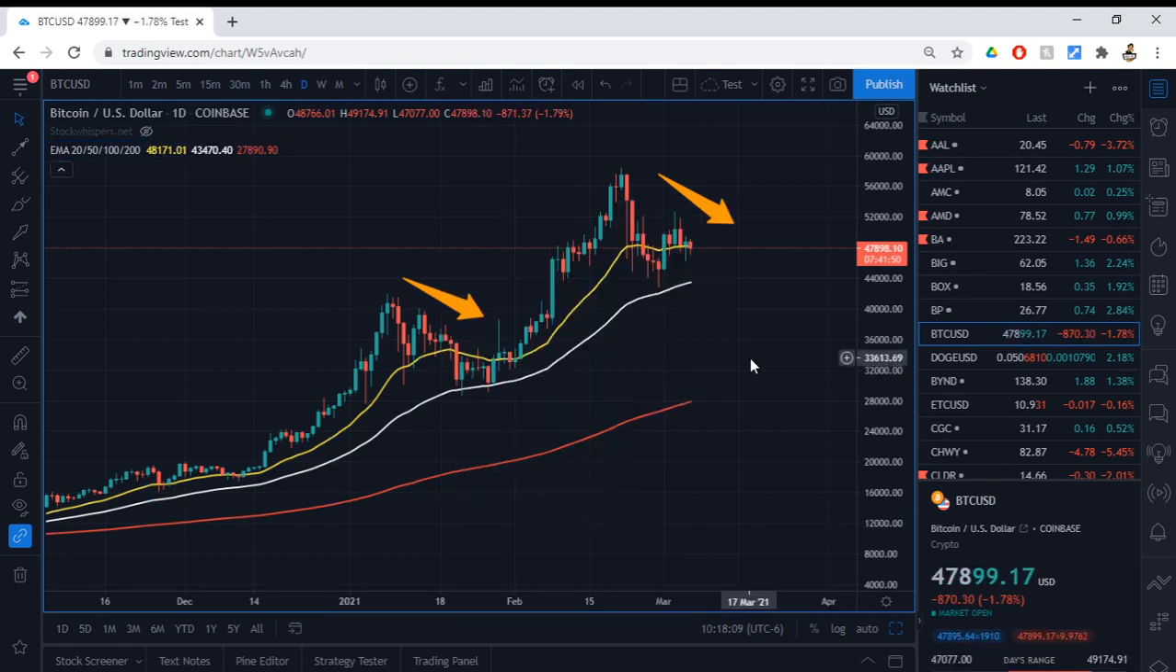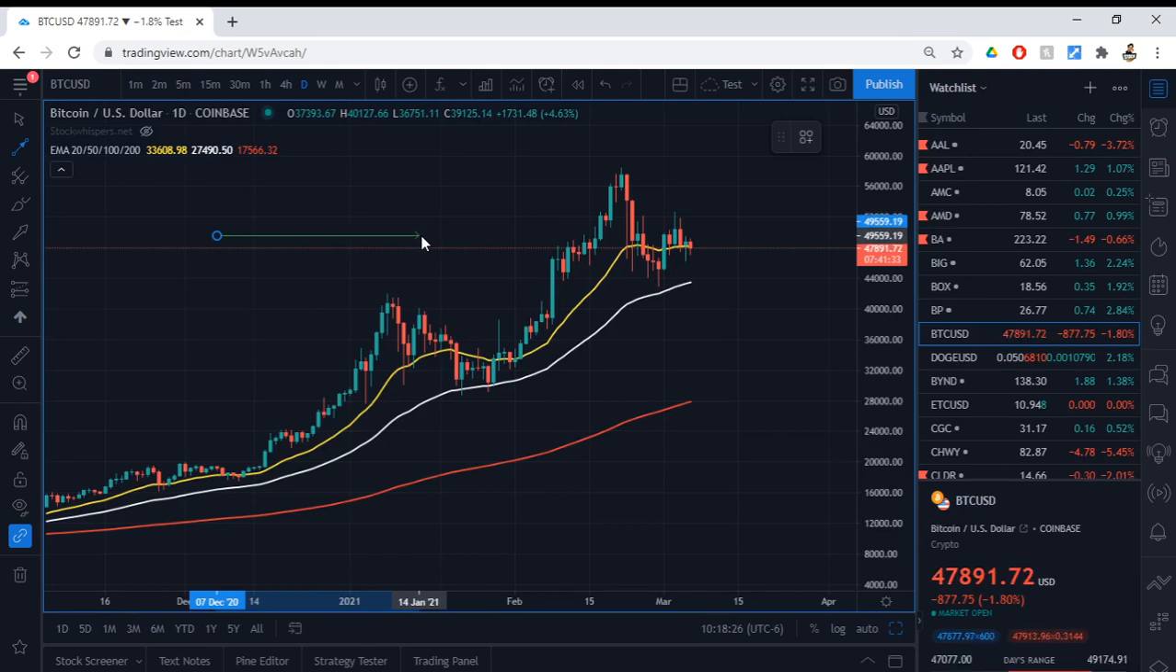Cool, perfect. So we have the 20-day, the 50-day, and the 200-day moving average. What you see here, and let's understand what a moving average is first. So let's say this here is a moving average, right?